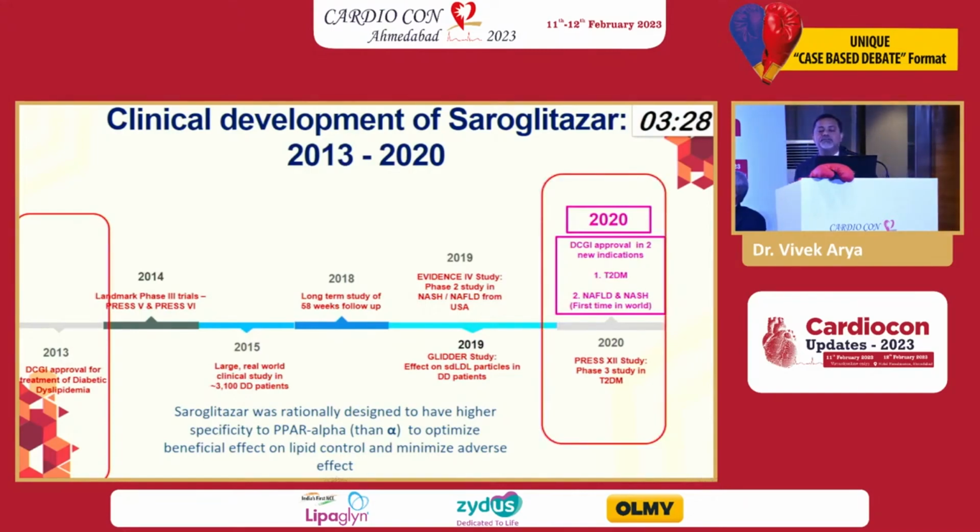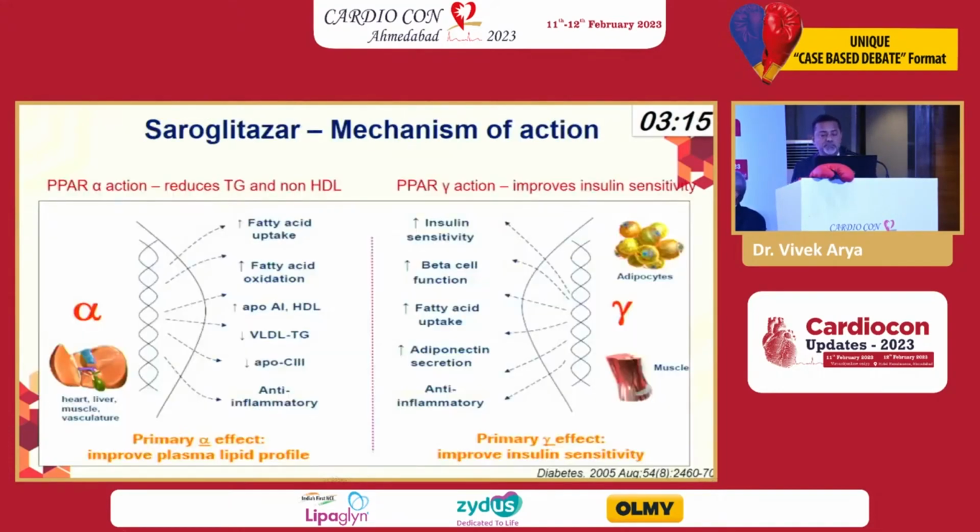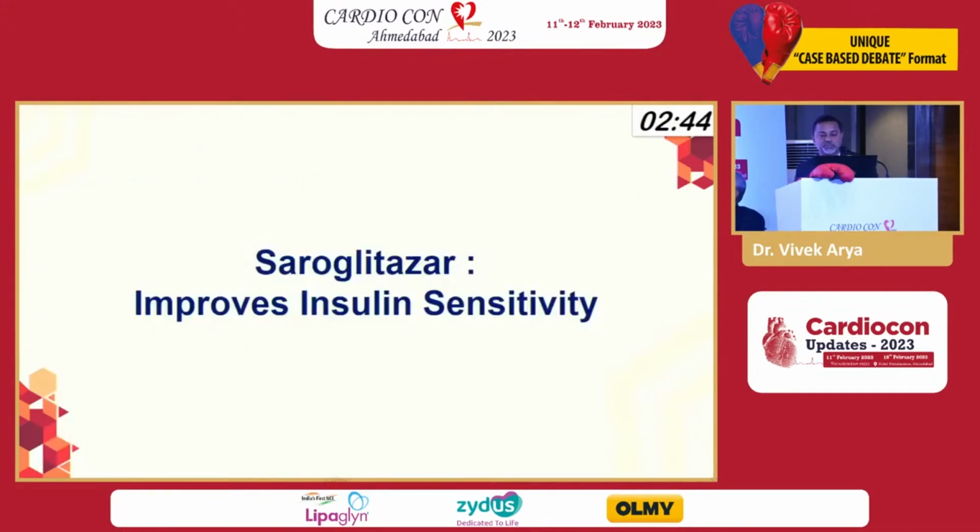But over a period of time, it has become much more important because it is also useful for type 2 diabetic NAFLD, where you don't have multiple options for treating that kind of condition. The dual receptor blocker, alpha as well as gamma, is going to act by increasing fatty acid uptake and fatty acid oxidation. So all those things are going to be beneficial. Ultimately, saroglitazar reduces triglyceride and non-HDL, and PPAR gamma will improve insulin sensitivity, which will have a beneficial effect on adipocytes and muscles and take care of the basic disease the patient has.